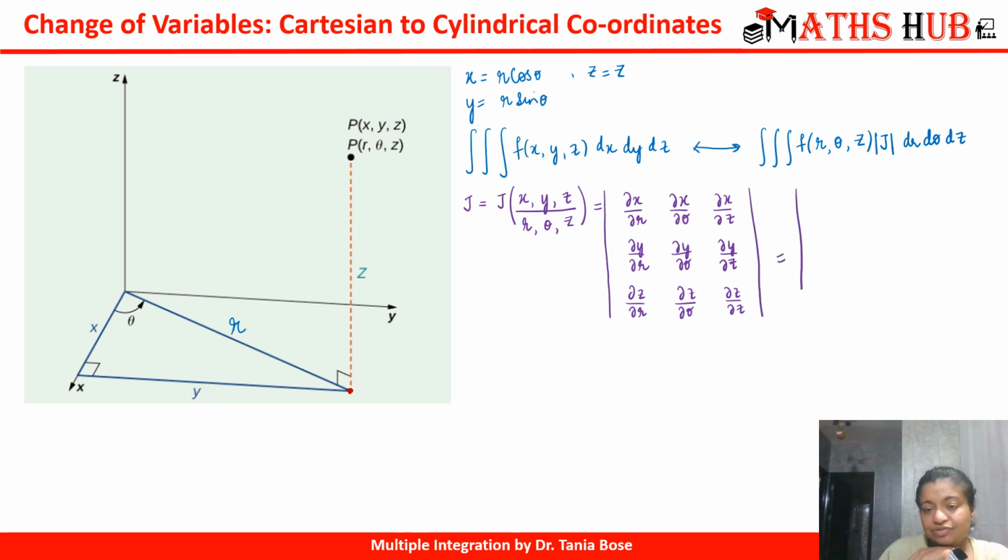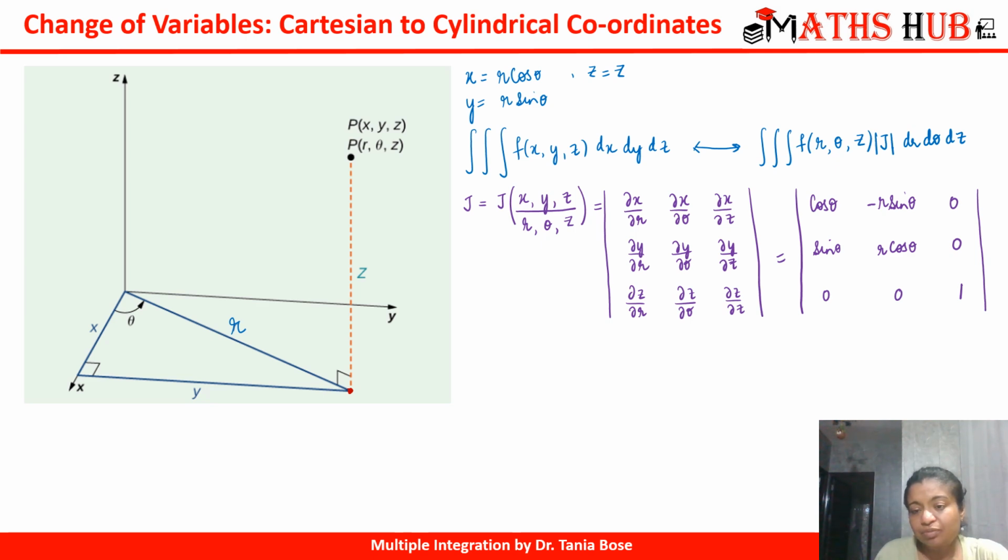So let us fill up the values of this determinant. Since x is r cos theta, del x by del r will be cos theta. Del x by del theta will be minus r sin theta. And del x by del z is equal to 0. Likewise, del y by del r is sin theta. Del y by del theta will be r cos theta. And del y by del z is again 0. Now del z by del r is 0, del z by del theta is also 0, and del z by del z is equal to 1.